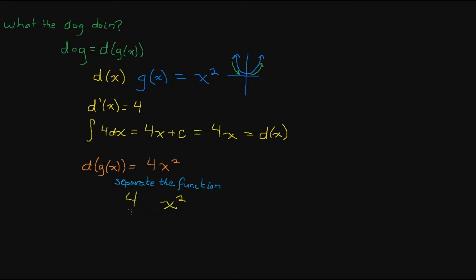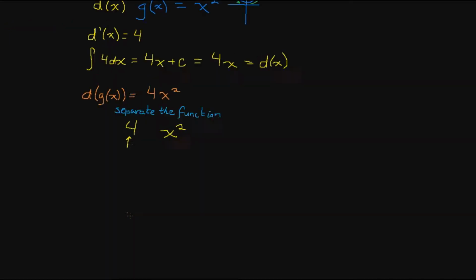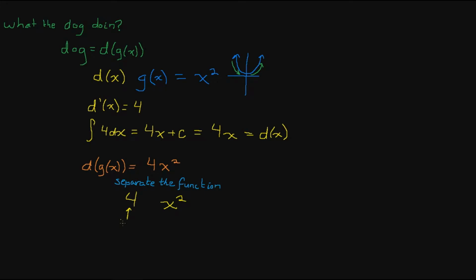The number 4 here is going to mean that the first word is going to have 4 letters, and also rhymes with 4. There are a lot of possible solutions still, so we have to look at the second part of the function, x squared.